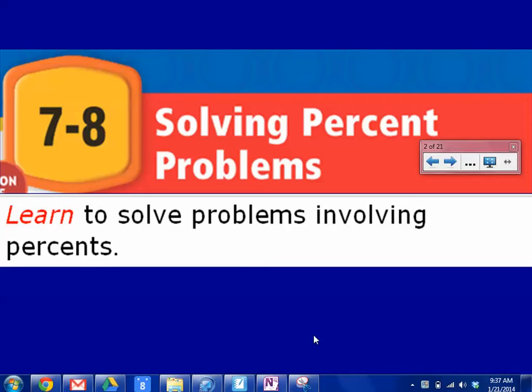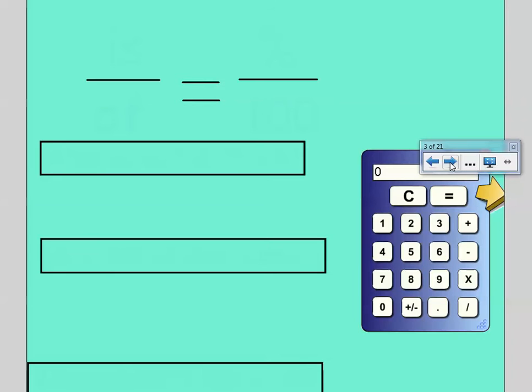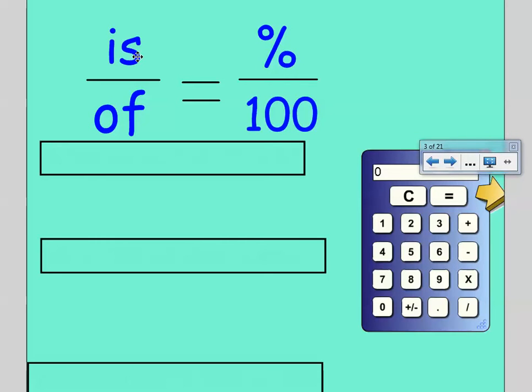So today we're going to be working with that percent proportion that we learned from the last video. Let's quickly review what that looks like. We have our keywords again: is over of equals percent over 100. So add that into the proportion that's set up at the top of your page. Fill those four words in. Remember, is stands for the part, so also add that word in, and of stands for the whole. So you should have those words written down right now on the top of your paper.